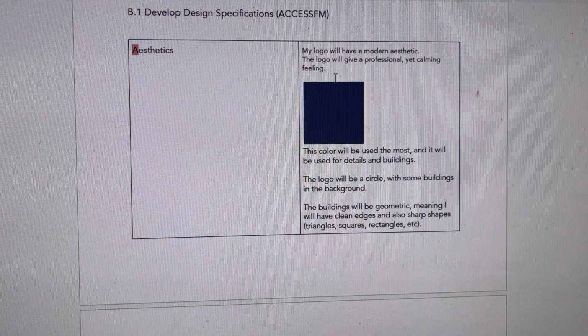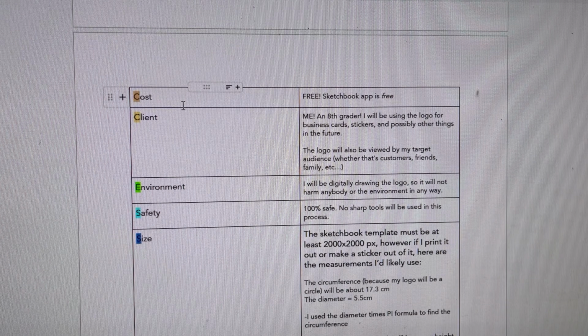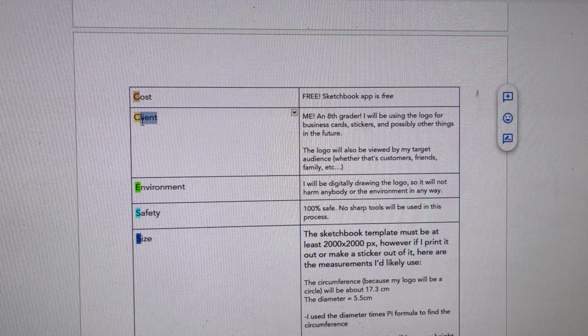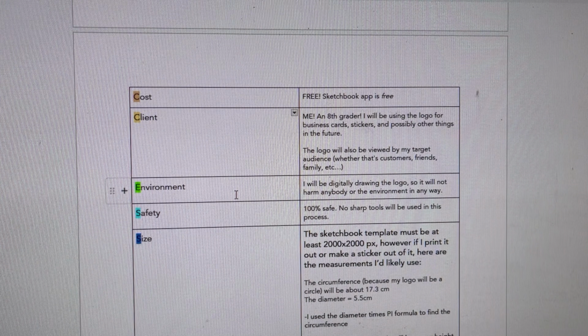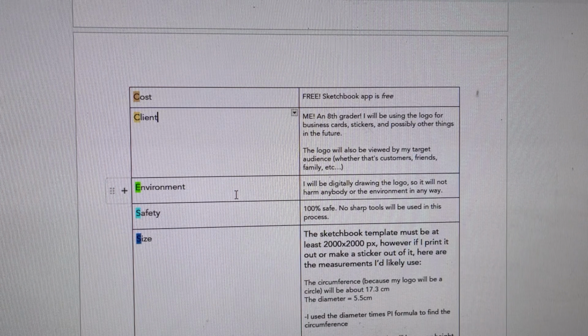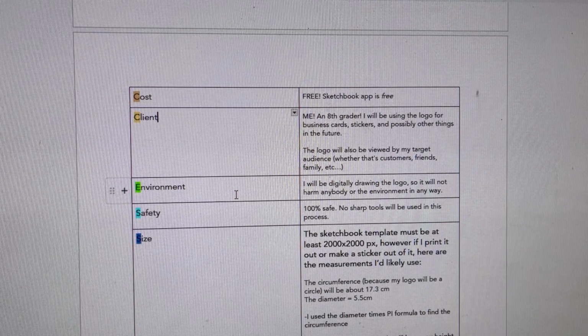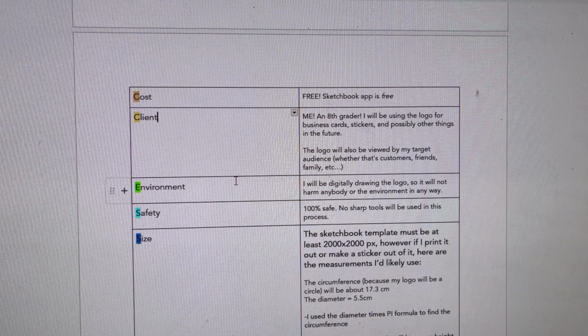Aesthetics. I'm talking about what I'm expecting in my design and what I will do. The cost is asking, what are the costs of your materials? Who will the client be? Who are you making this for? The environment is where are you doing this? Like, where are you using your tools if you're using any? Safety is how will you make sure that your design isn't dangerous? And if you think about it, ACCESS FM is really straight to the point.